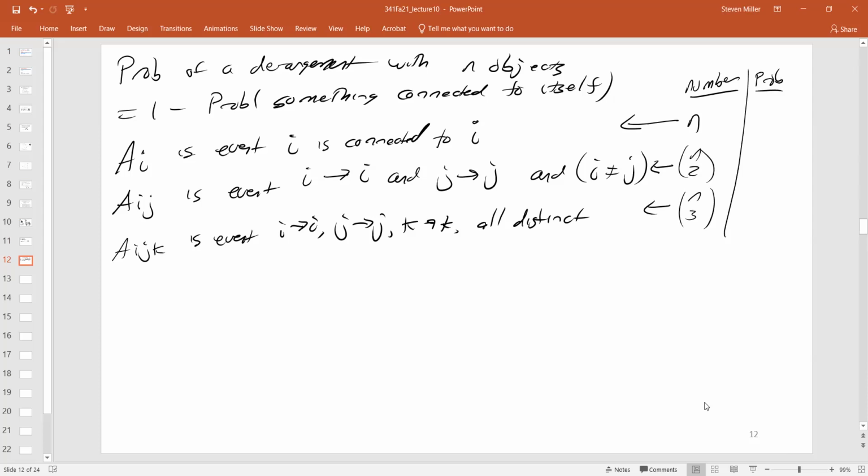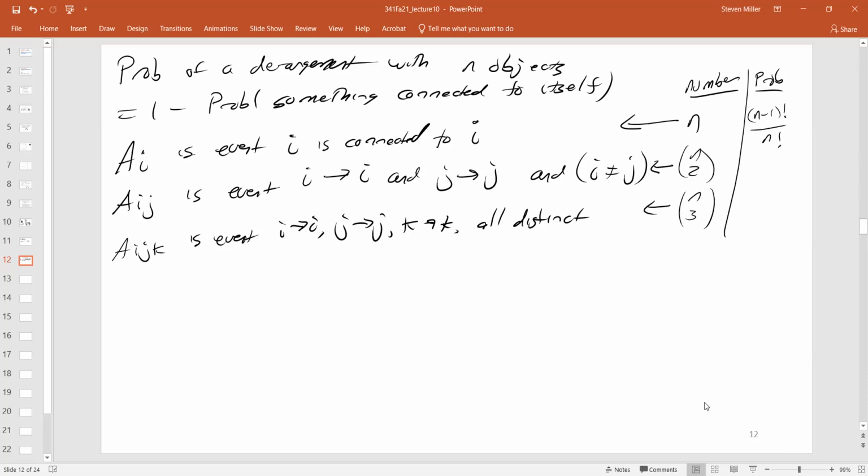So what is the probability that I is connected to I? 1 over n. I has a 1 over n chance of being connected to itself. Another way of writing it is n minus 1 factorial over n factorial. Why do I want to write it like that? I have to connect I to itself, and then I have n minus 1 factorial ways to connect everything else. And there's n factorial total.